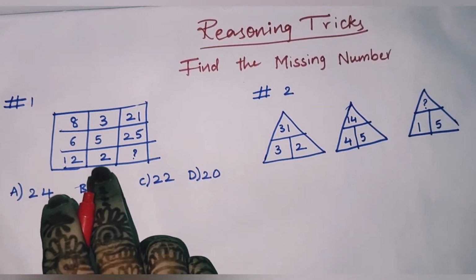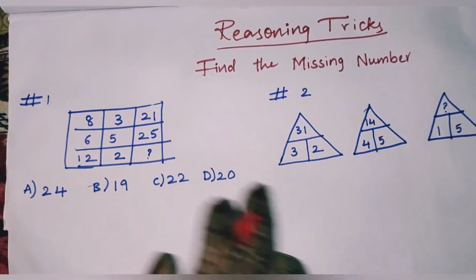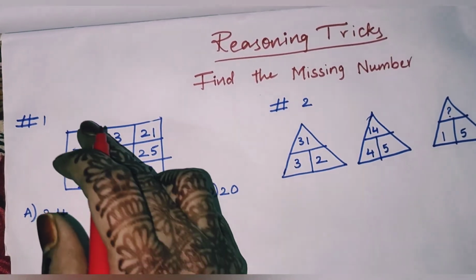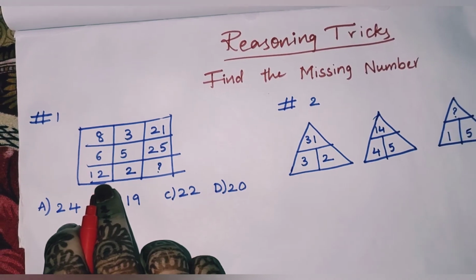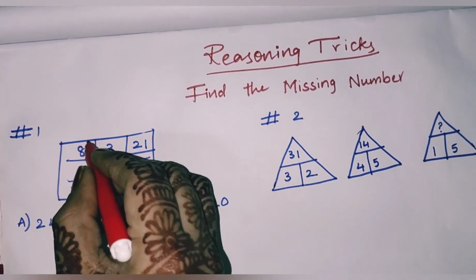See here friends, given 8, 3, 21, 6, 5, 25, 12, 2, question mark. We have to apply row operations, because if you apply column operation, 8 plus 6 or whatever you do, you won't get the last term. So you have to apply row operation. Multiply these two terms.